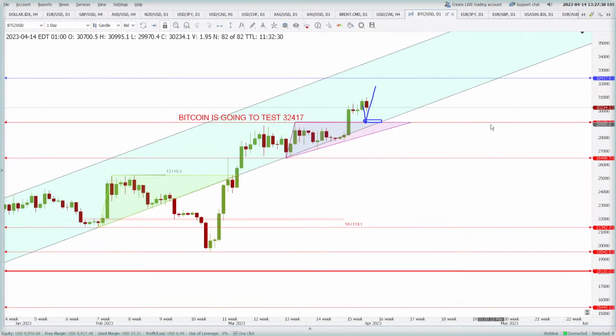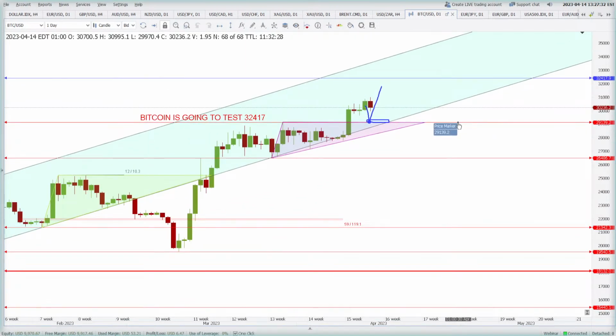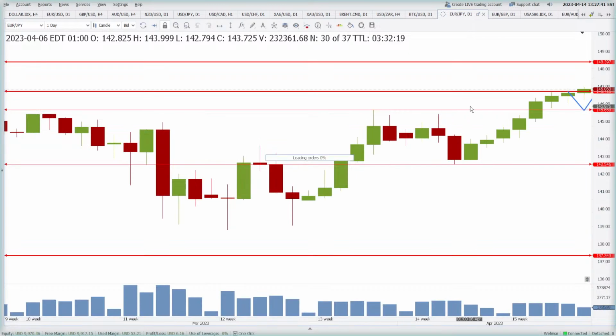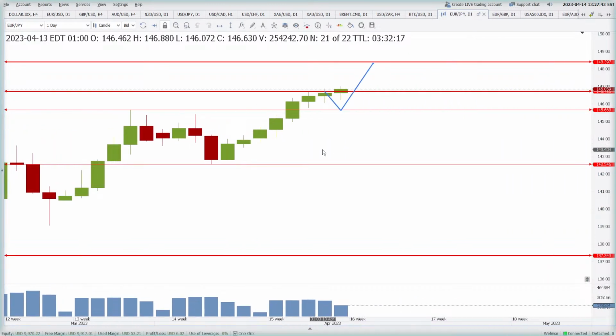Nothing specific, but yes, if the price goes towards 29,139, expect a huge buying, and if the price goes back to 32,417, expect a huge sell off. That is the resistance.